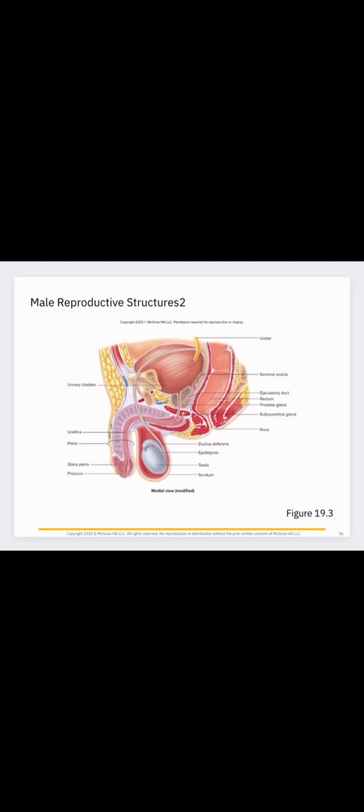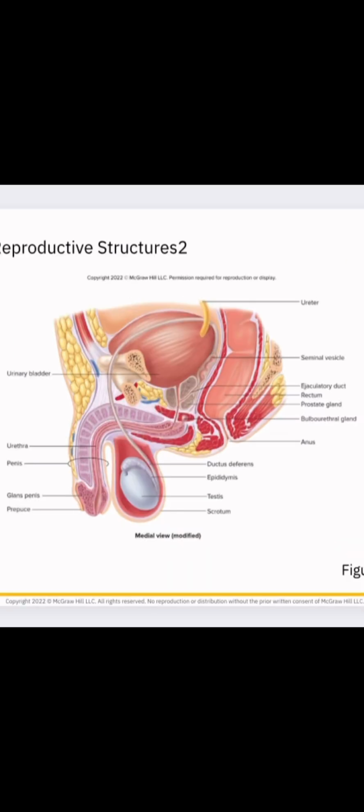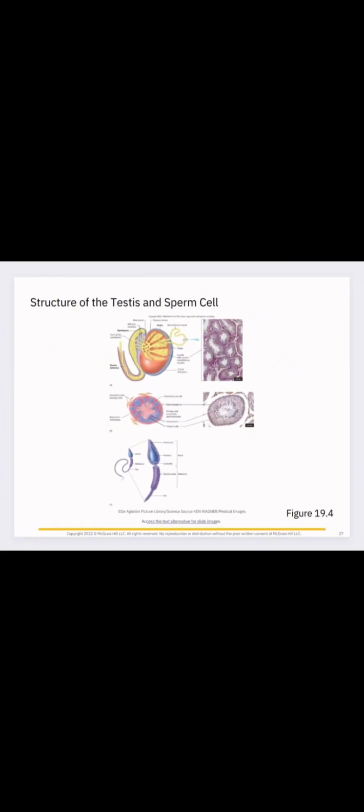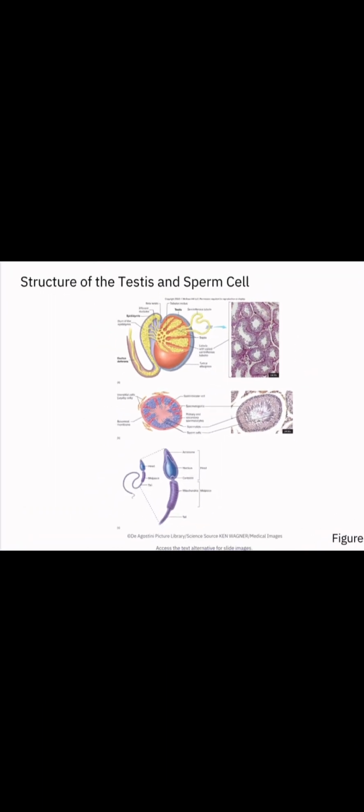This picture contains the organs in this specific reproductive system. The male reproductive structures contain the urinary bladder, urethra, penis, glans penis, prepuce, scrotum, testes, epididymis, ductus deferens, anus, bulbourethral gland, prostate gland, rectum, ejaculatory duct, seminal vesicle, and ureter. And this is the picture of the structure of the testes and sperm cell. Here we have the structure of the egg cell and the sperm.